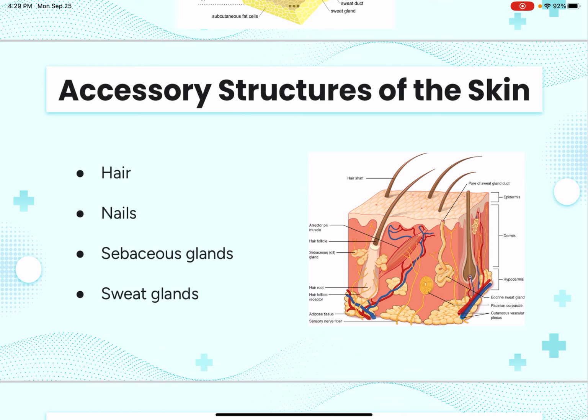The accessory structures of the skin include the hair, nails, sebaceous glands, and sweat glands. Hair, which helps protect the body, is found on most skin surfaces. Exceptions include the palms of the hands, soles of the feet, and lips. The part of the hair that we see is the shaft. The portion below the skin surface is the root. The root, together with its epithelial and connective tissue coverings, is called the hair follicle.